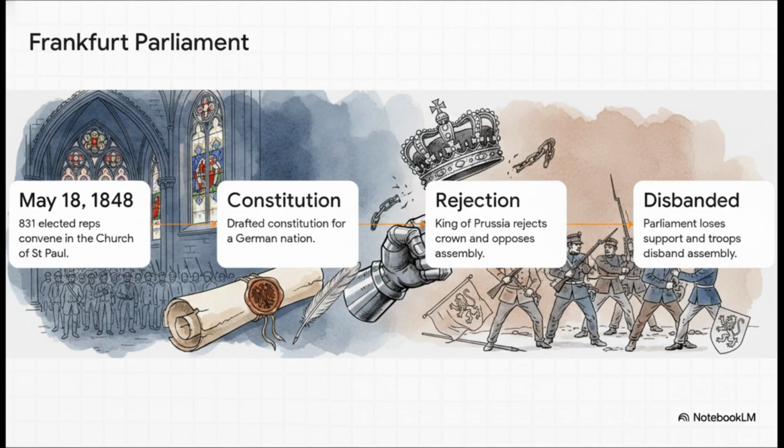And because the middle-class deputies dominating the parliament stubbornly resisted the demands of the workers and artisans, they lost their vital popular support. Without the masses defending them, military troops were simply called in and the assembly was violently disbanded.